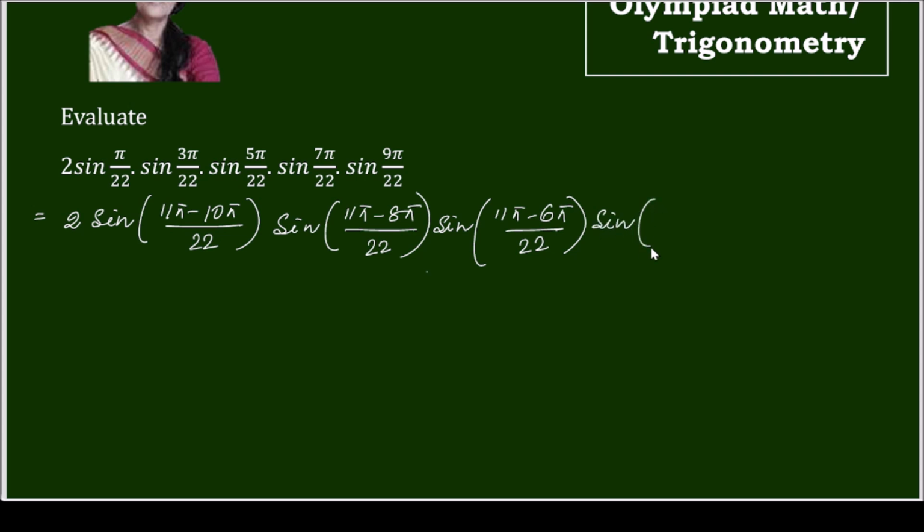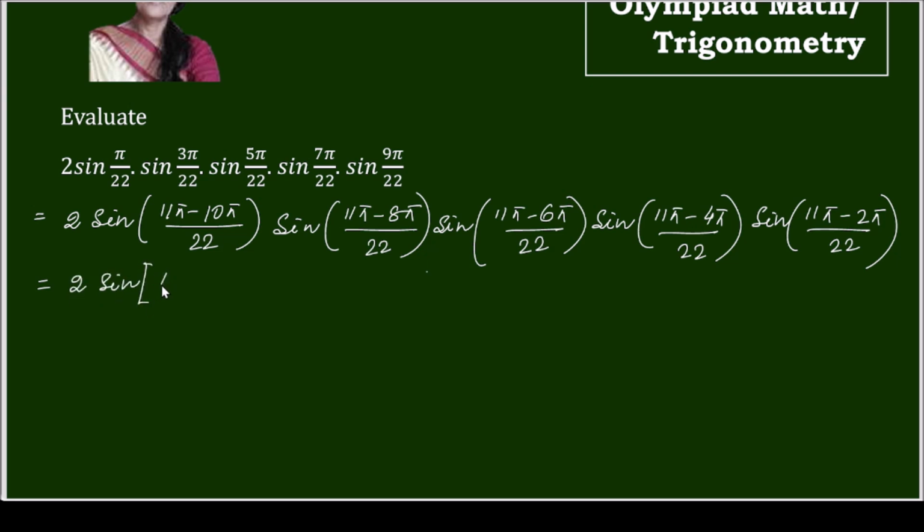Sine (11π minus 4π)/22, and the last term is sine (11π minus 2π)/22, that is 2π over 22. So 11π over 22 means nothing but π by 2. So this is equal to 2 sin(π/2 minus 10π/22), or I can write it as 5π by 11.